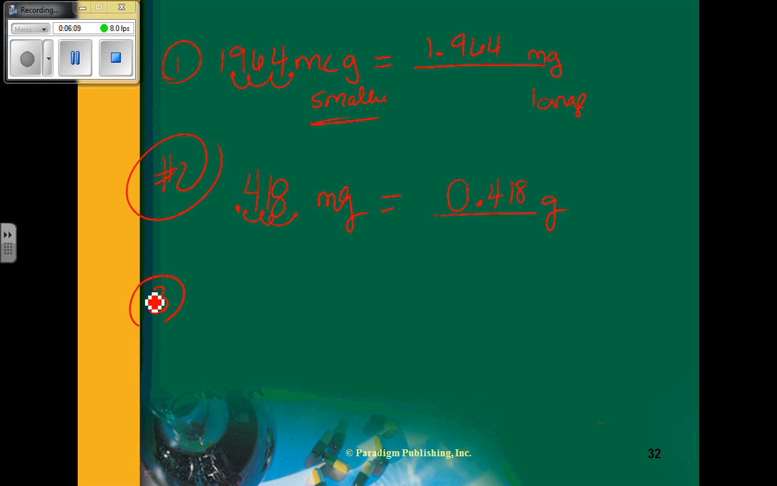Number 3, if you have 651 milligrams, and you want it in micrograms, you're going from a larger unit to a smaller unit. So you want to move the decimal to the right. So it would be 651. You move it over to the right, you're going to have to add 3 zeros. It'll be 651,000 micrograms.